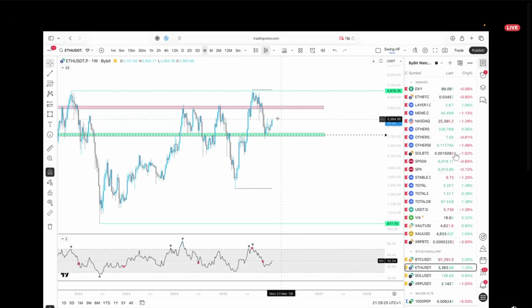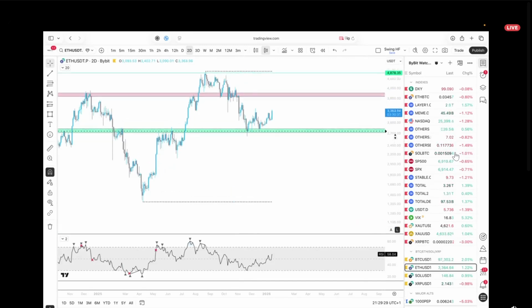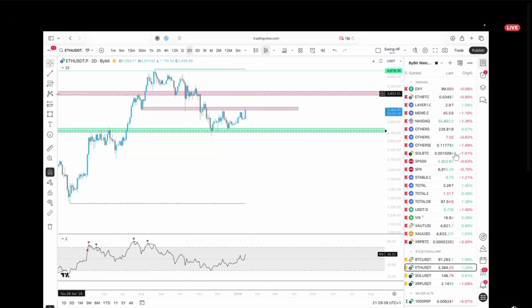So if we flip, as you can see, guys, you need to go deeply into different time frames to understand the situation. So guys, if we go above this box here, we could have a little run to almost 4K.